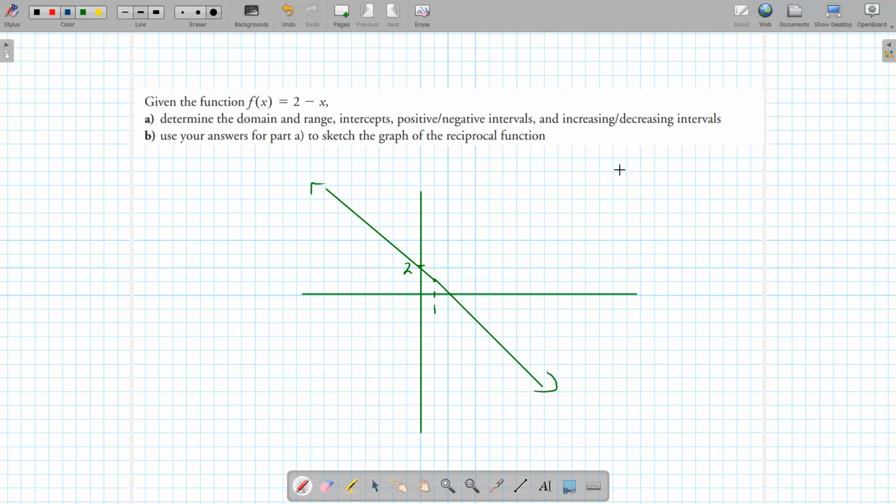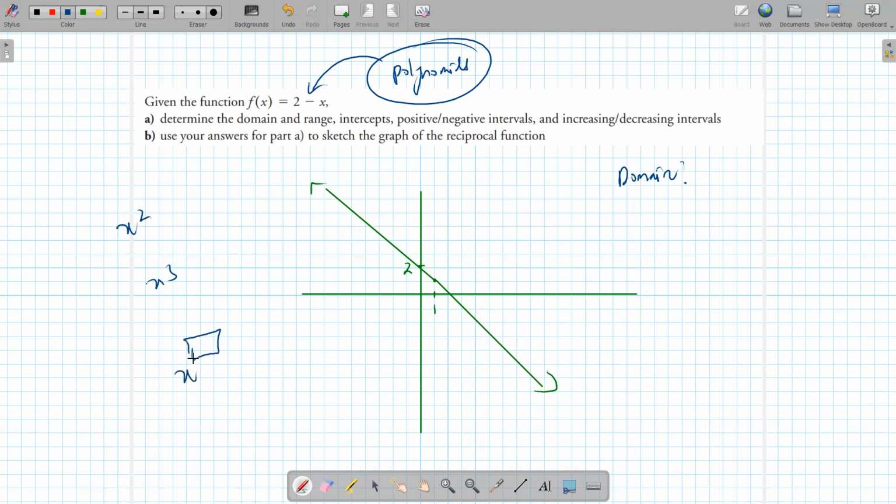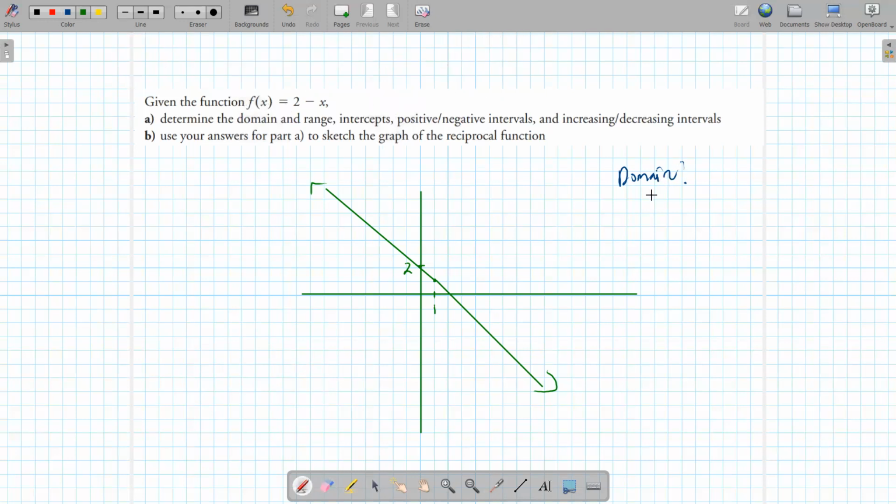What is a domain? Domain means possible x values. Are there any restrictions on this straight line in terms of what x values it can take? Polynomials have no restrictions on their domain. A linear function is a polynomial. Polynomial means something like x squared, x cubed, x to the power of a number, and this number has to be a whole number and cannot be negative. So there are no restrictions on the domain of a polynomial.